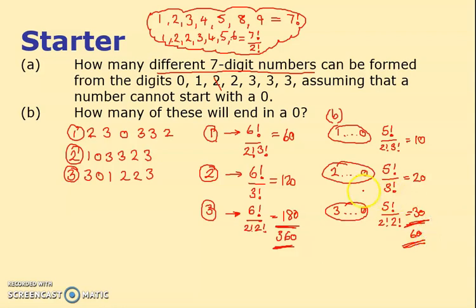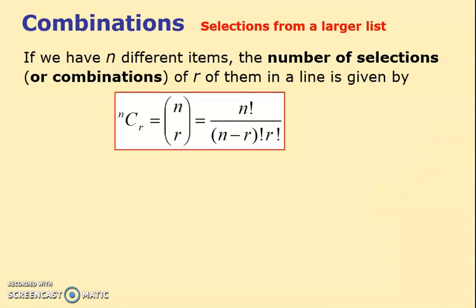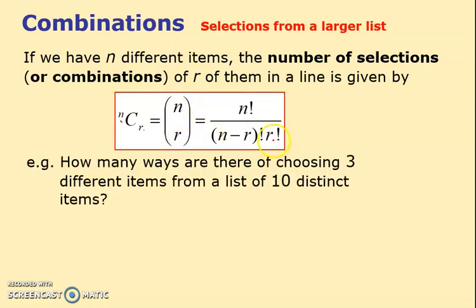Notice how particular I've been to try and work those out. 360 and 60. Now, this is the button I was referring to. There's a formula that goes with it as well. I try not to use the formula if I possibly can, but you'll notice the number of ways of selecting r things from n things, sometimes with this funny notation like a bracket, like a matrix, is n factorial divided by n minus r factorial, r factorial.